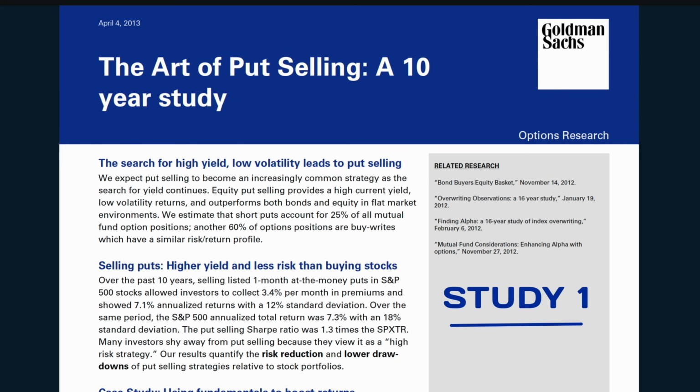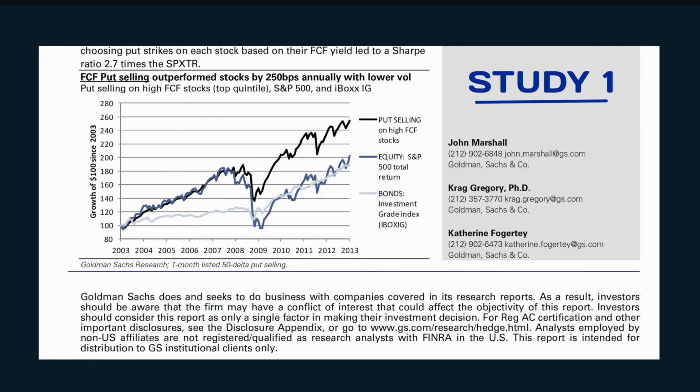Let me take a few minutes just to discuss these two studies. The first one is by Goldman Sachs. This is a study that's usually referenced by professional traders who are former Wall Street traders. And in this study, what they found was that over a 10-year period, selling put options generated a higher return and less risk than actually buying the stocks. So if you look at this closer, you'll notice that when they were selling put options on these free cash flow companies, it outperformed stocks and at the same time had a much lower volatility.